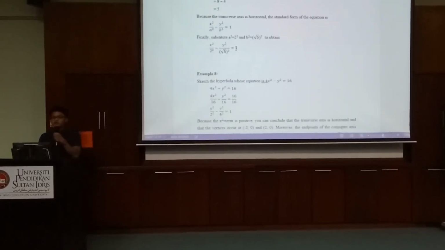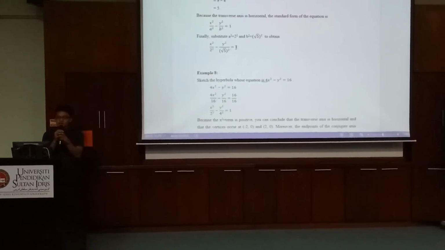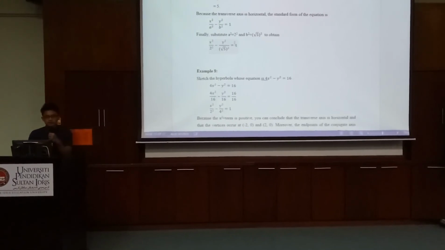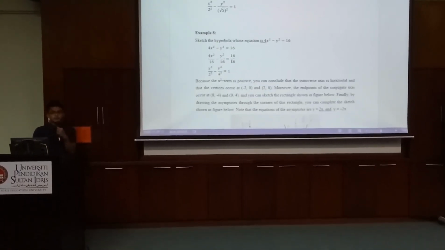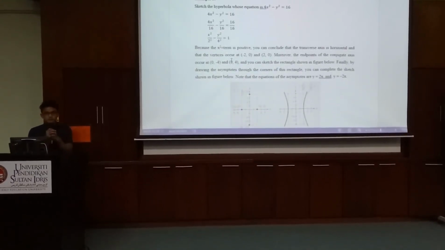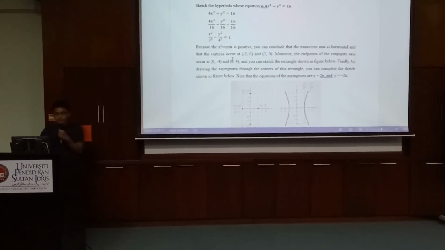Okay, because the transverse axis is horizontal, the standard form of the equation is given by this, okay, as you can see there. Okay, finally substitute a squared equal to 2 squared and b squared equal to 5 to obtain this. Okay, that's for question number 4 for circle, ellipse, hyperbola and parabola.